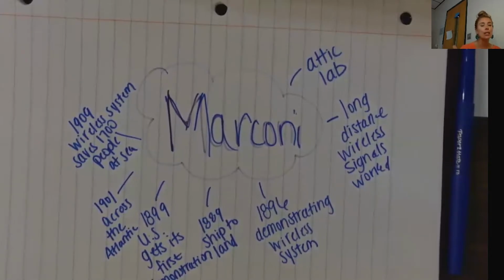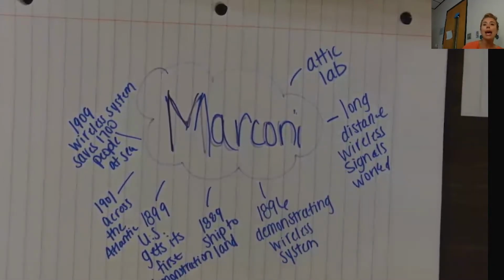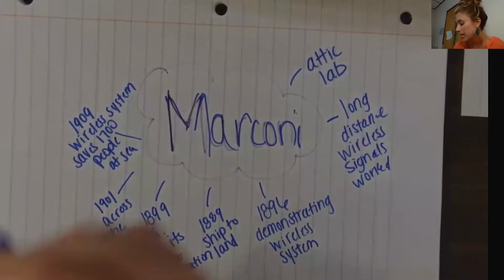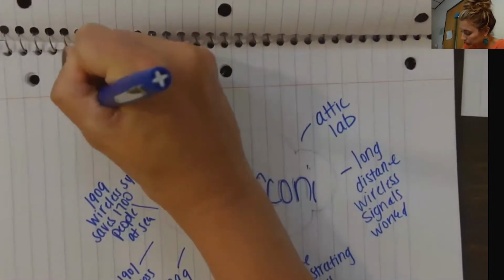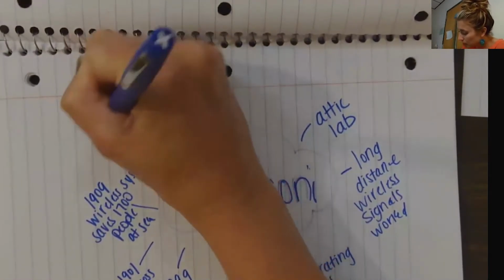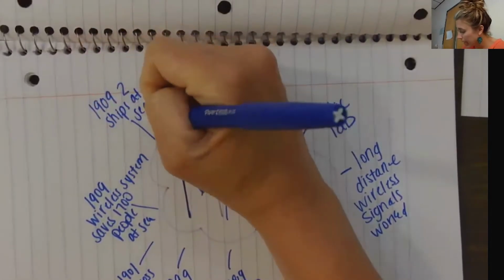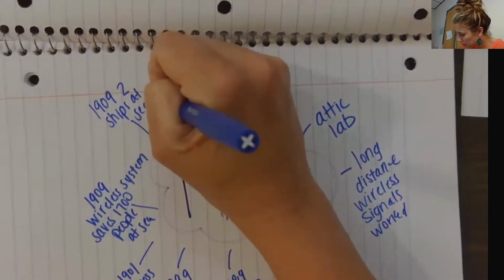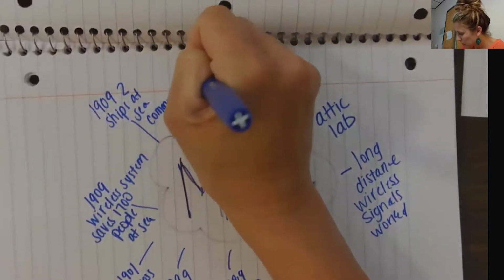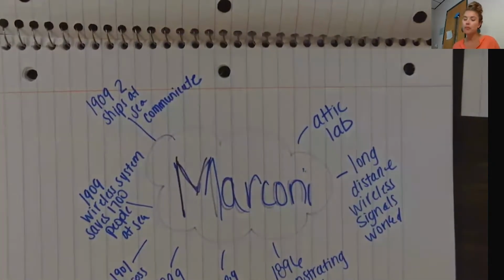Again, guys, it's still 1909. A lot happened for Marconi this year, didn't it? Let's add this to our organizer as well. I'm going to add 1909 and 2 ships at sea wirelessly communicate. 1909, 2 ships at sea communicate. That's important to have on our graphic organizer.